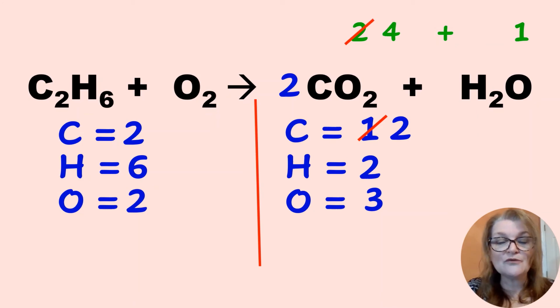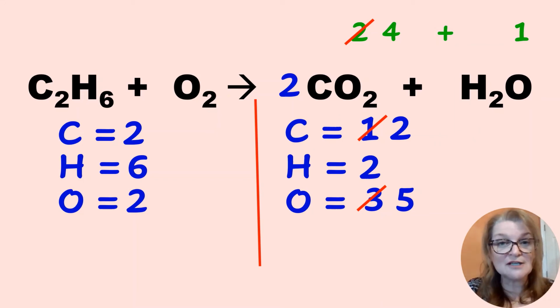We change the number of carbon. We also change the number of oxygen. We're going to multiply the coefficient by the subscript for the oxygen, and that's going to be 4. We're going to add those 4 to the 1 oxygen in the water on the product side, and the oxygen now has 5. And now we need to look at the hydrogen.